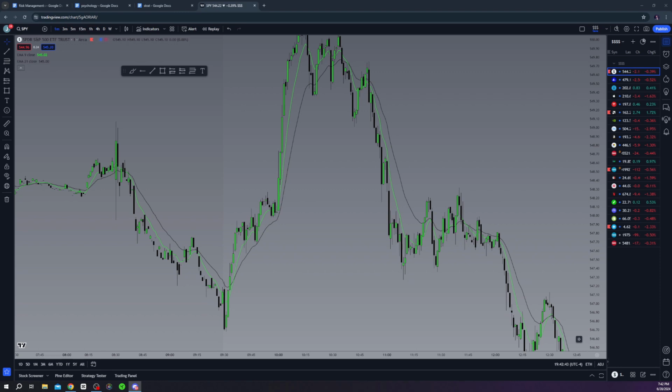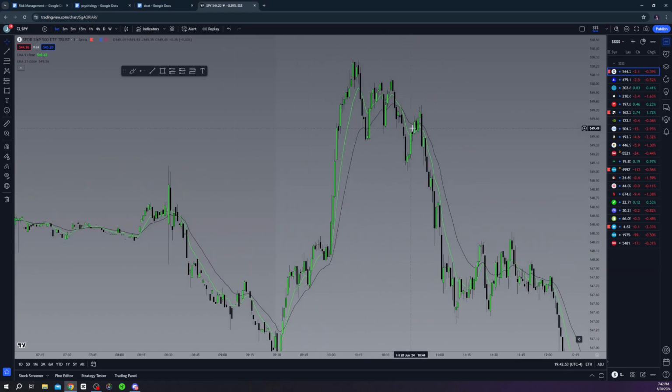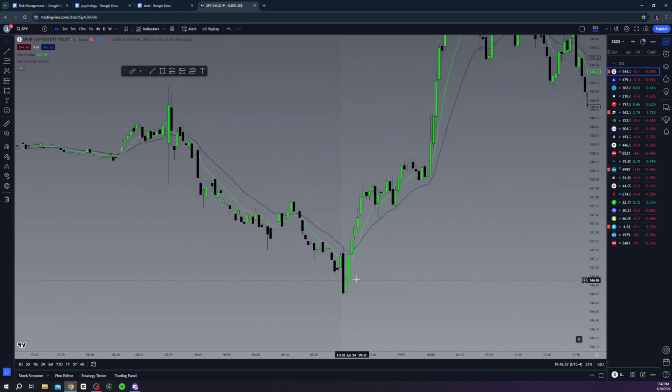You said the 9 above 21 uptrend. Yes, exactly, Max. Thank you for paying attention, brother. I appreciate it. So, when the 9 is above the 21, it's an uptrend. When the 9 is below the 21, it's a downtrend. So, what we use these for, we'll usually see the liquidity sweep, the break of structure, and the retest.